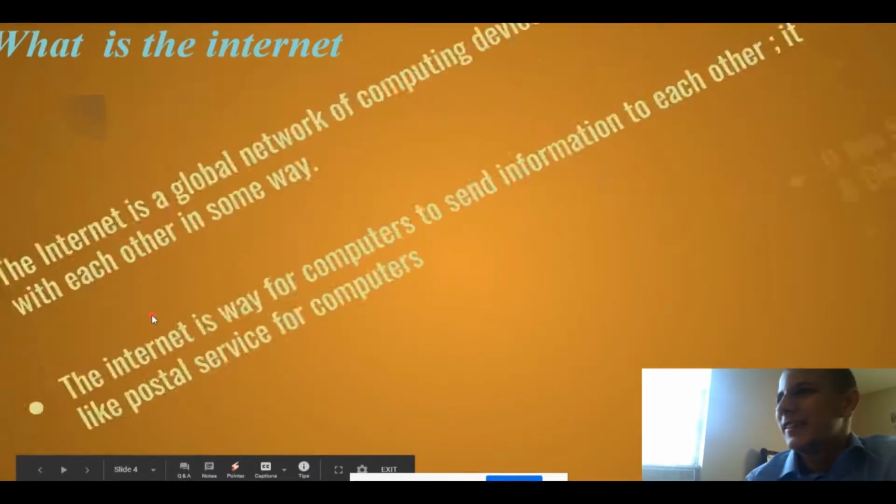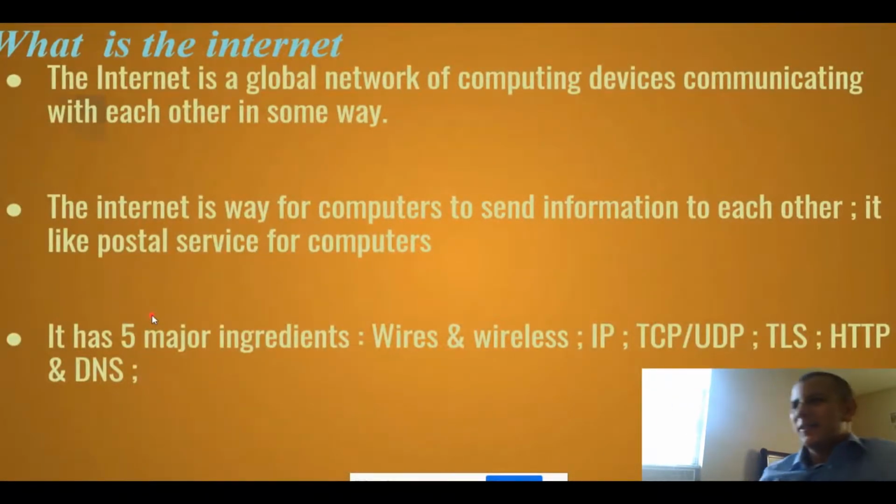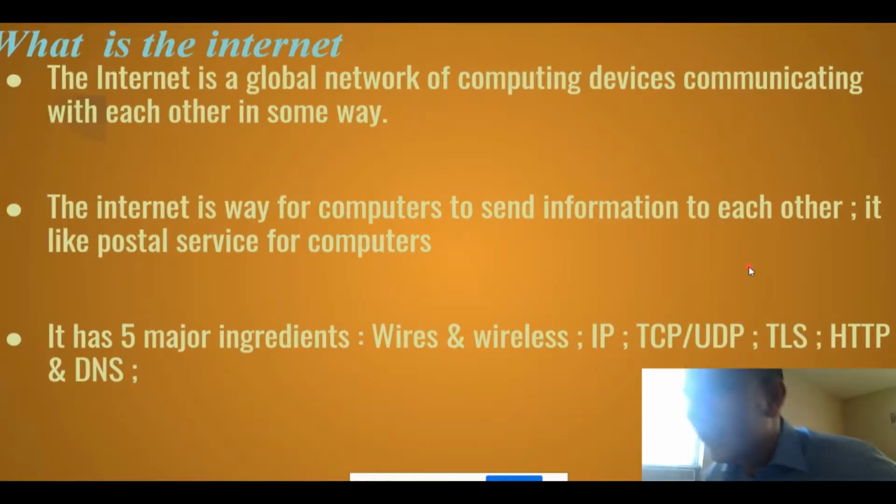What is the internet? The internet is a global network of computing devices communicating with each other in some way. The internet is a way for computers to send information to each other. It's sort of like a postal service for computers. If you've ever sent a letter in the mail, you kind of know how the postal service works.